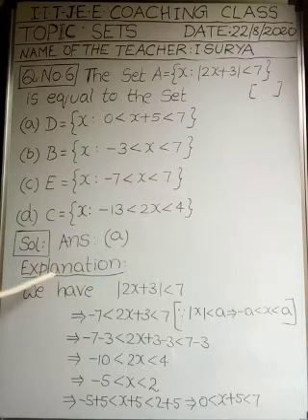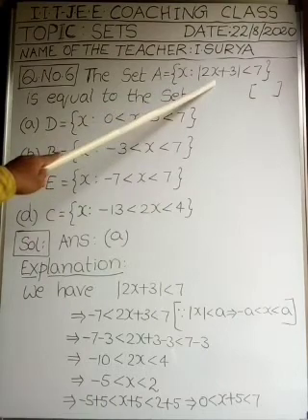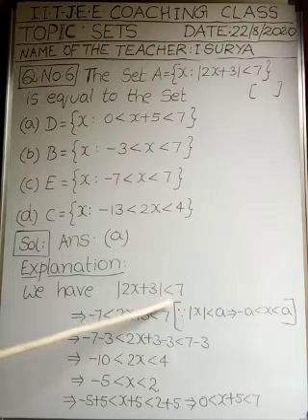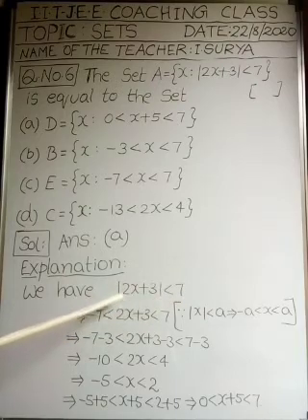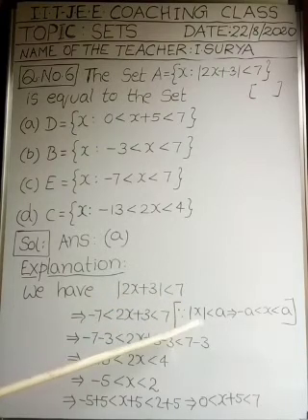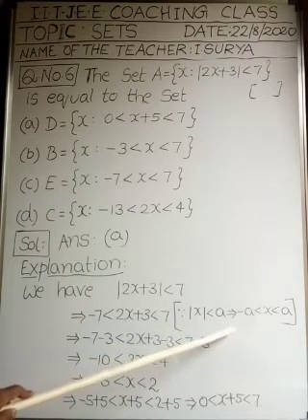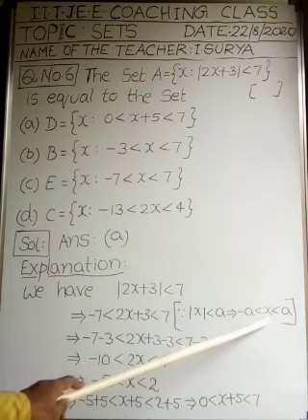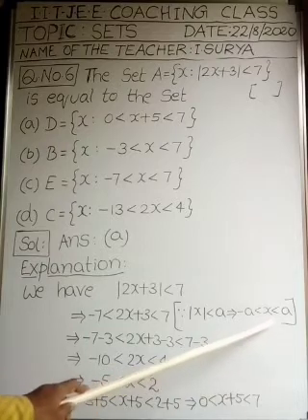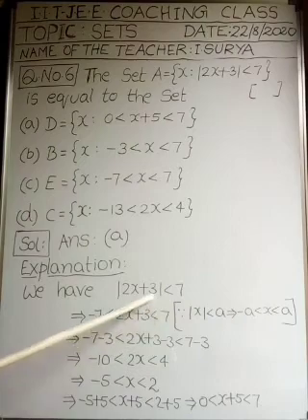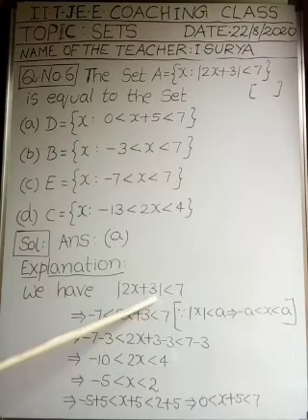Now let us see the explanation part. We have the given inequation. We write here given inequation. Modulus of 2x plus 3 is less than 7. There is a property of modulus function. Modulus of x is less than a implies minus a less than x less than a. We can write this property. We are using this property here to solve this inequation.